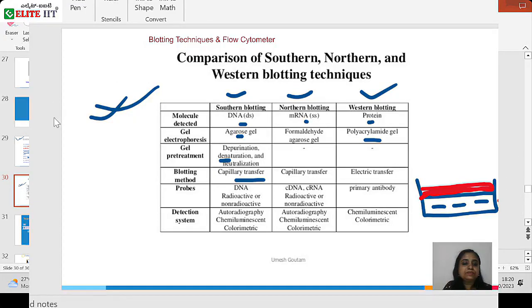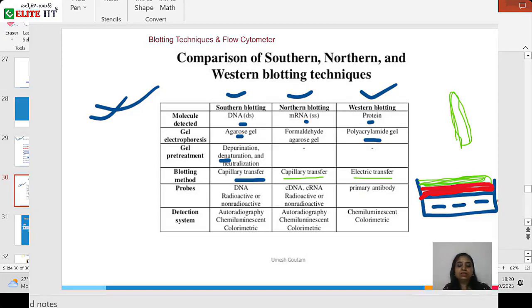Tell me. On the surface of the gel, what is present? Membrane. Membrane is present, right? So from the gel, bands are transferred to the membrane, and that is through the capillary action. So capillary transfer is used in both northern and southern blots, but in most cases in western blot we generally apply an electric field.